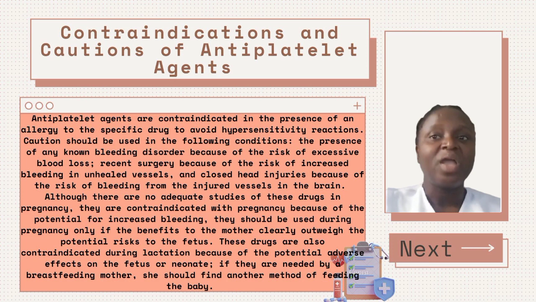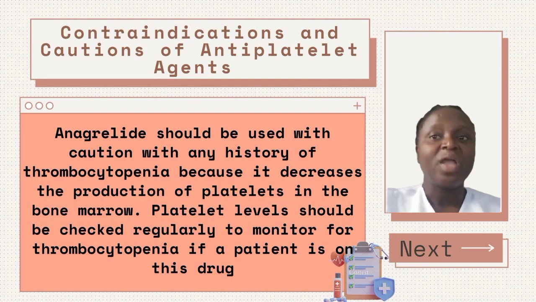Anagrelide should be used with caution with any history of thrombocytopenia because it decreases the production of platelets in the bone marrow. Platelet levels should be checked regularly to monitor for thrombocytopenia if a patient is on these drugs. Thank you. Let's move to the next slide.